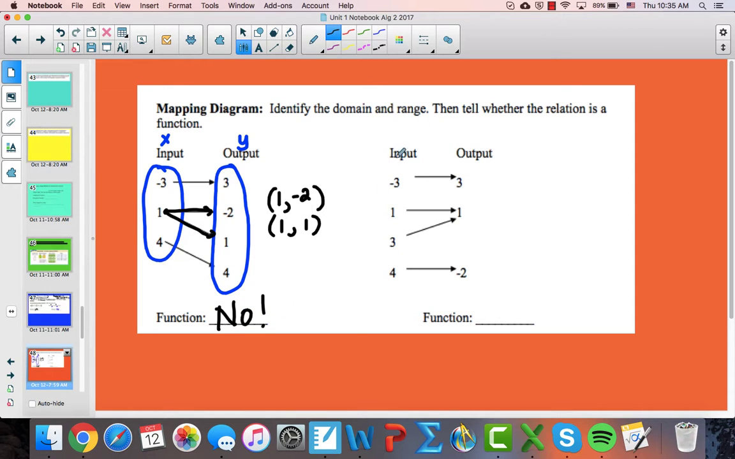All right, let's look at this other one. My inputs here and my outputs here. I have -3 to 3, I have 1 to 1, I have 3 to 1, and I have 4 to 2. So I don't have any repeated x's. I can have repeated y's and it'd be a function, but I cannot have repeated x's. So right here could be tricky for you, but the ordered pairs would be (1, 1) and (3, 1). Again, they're not repeated x's, so it is a function.